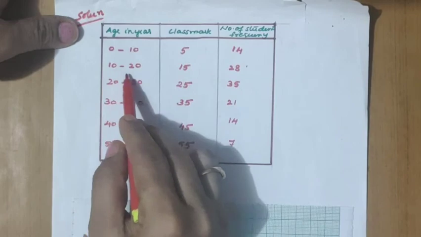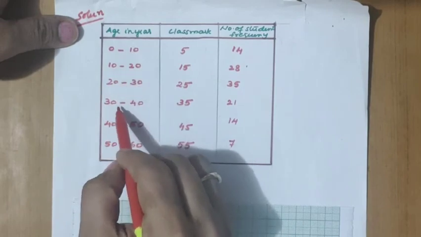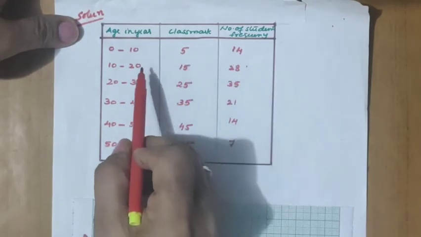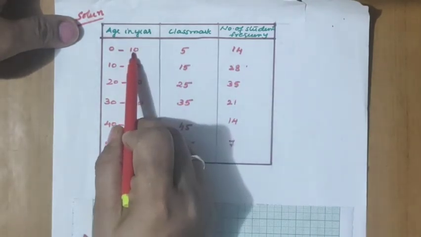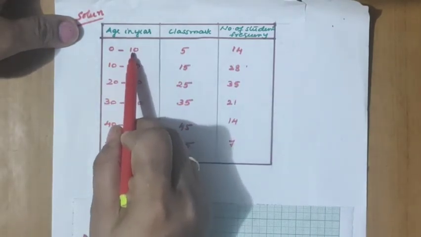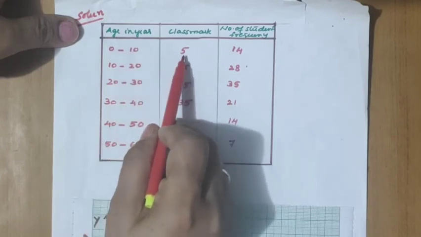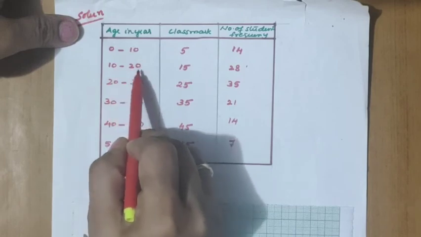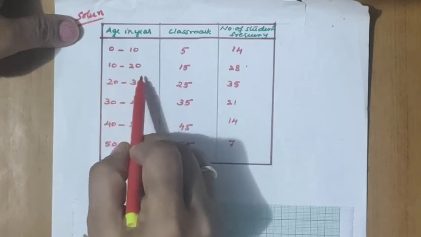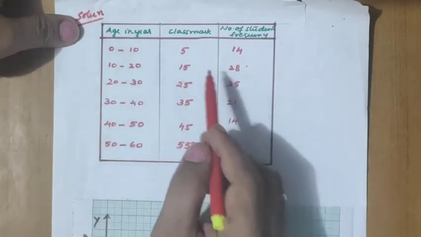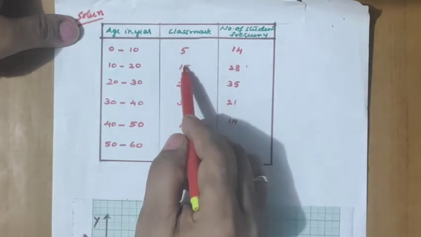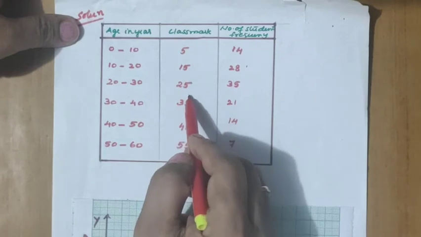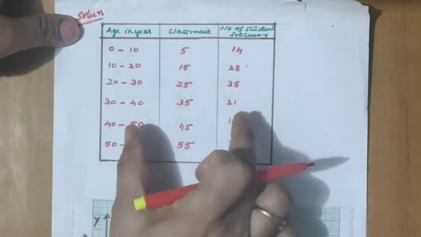So 0 to 10, 10 to 20, there is no change. It's a continuous class interval. It will be written here. And class mark, how do we have to calculate class mark? The lower limit plus upper limit, divided by 2. 0 plus 10 divided by 2, so 10 divided by 2 is equal to 5. 10 plus 20, lower and upper limit to be added, 30. 30 divided by 2 is equal to 15. Like that, since the difference is 10, we can add 10 also: 5, 15, 25, 35, 45, 55.